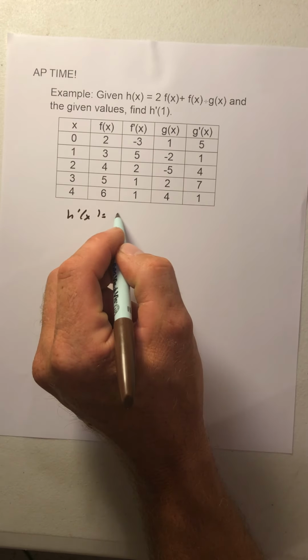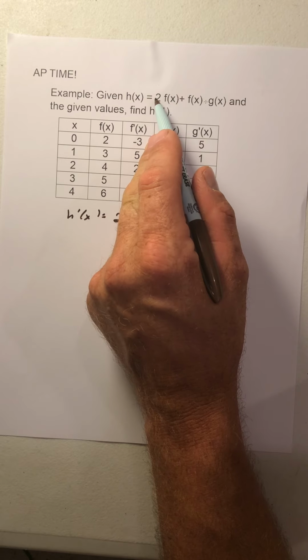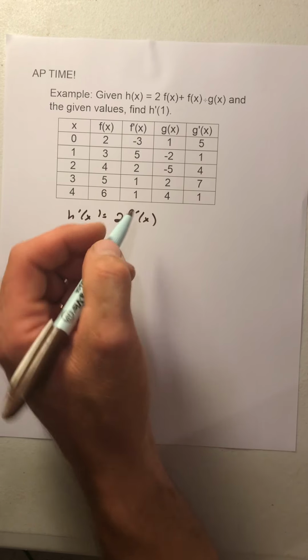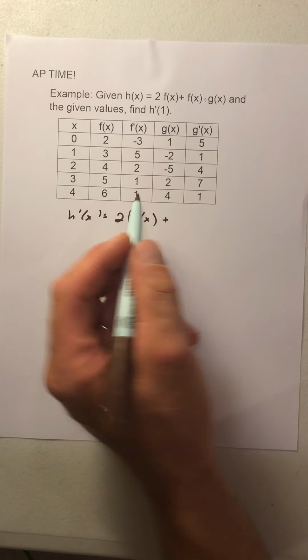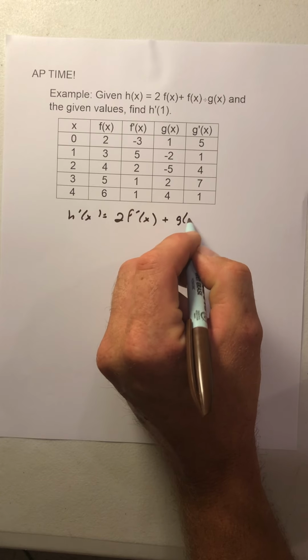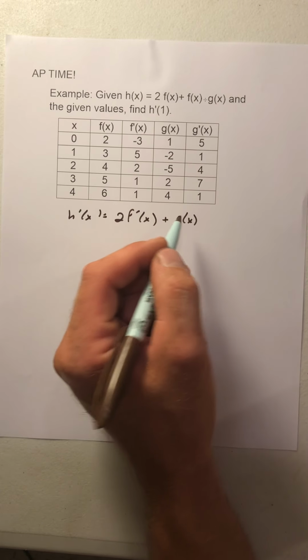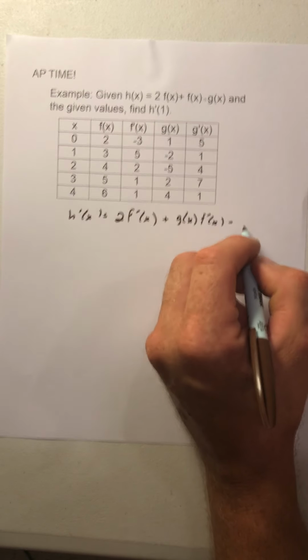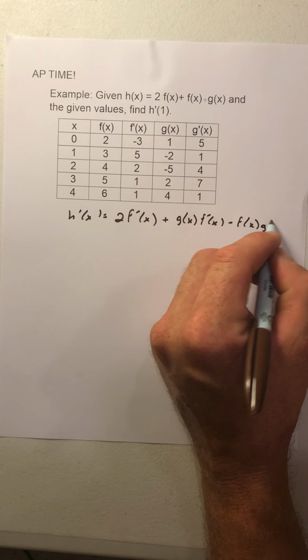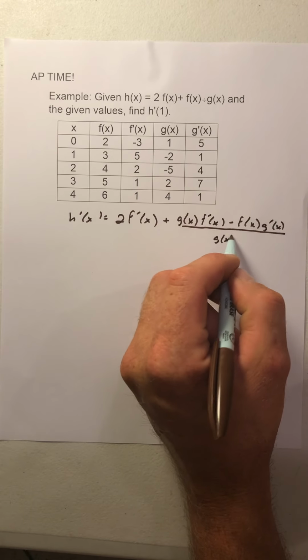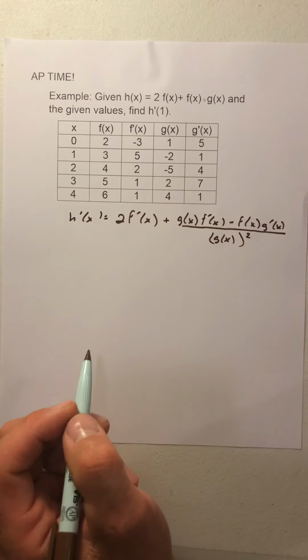H prime of x is going to be, well, here we have 2, which is a constant, times a function. So the derivative is going to be 2 times the derivative of that function. And then we have f of x divided by g of x. So that tests our quotient rule. So we have g of x times f prime of x minus f of x times g prime of x, divided by g of x squared.